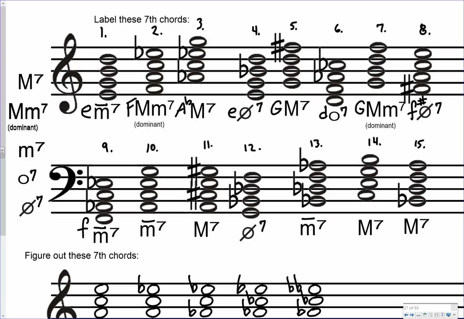And I'll continue with 9 through 15, providing the specific name, either uppercase or lowercase letter, depending on the triad quality. In number 11, I should spread those out a little bit, so you can see it's just a C sharp and then a G sharp. So hopefully you did really well with this.